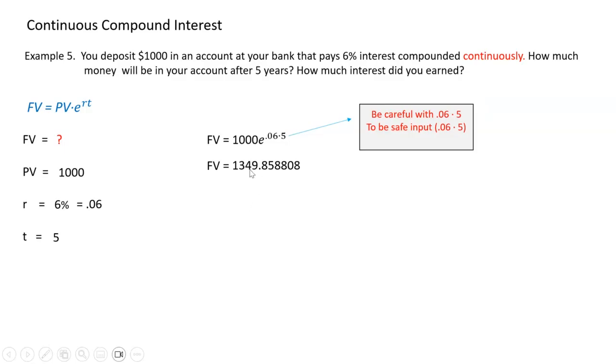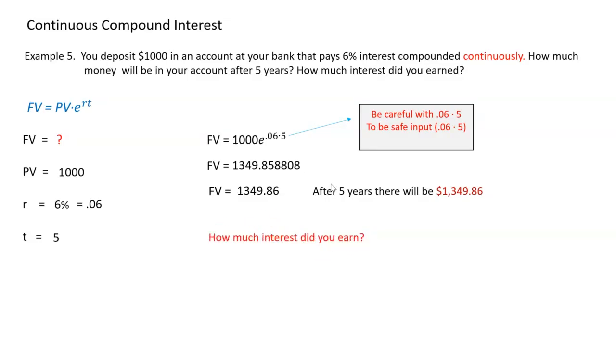$1,349.86. I think the difference was about $3, because in the other one it was $1,346.86. So the more time that is compounded, the more money you get. So after 5 years, there will be $1,349.86 in the account. And how much interest did you earn, right?